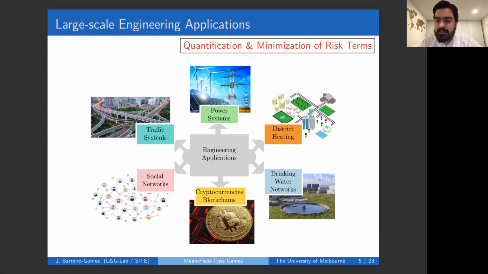And finally, we have the district heating networks. So in these systems, we have basically a mixture of power systems because we need the energy to manage the temperature. And we normally use water in these type of systems. So as you can see, we have a bunch of applications in which we have uncertainties. And then this is a motivation to try to quantify and also minimize the risk.